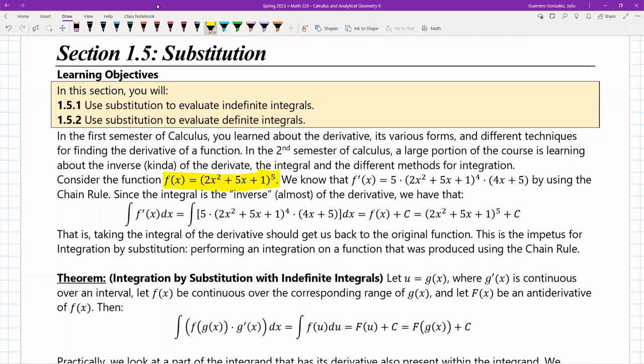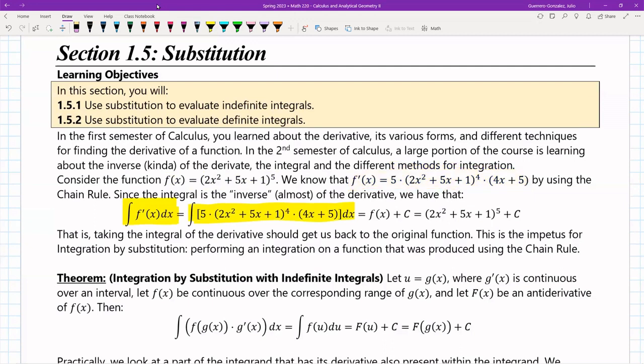f of x is equal to (2x squared plus 5x plus 1) to the fifth power. If we wanted to take the derivative of this, and I'll let you guys try it out for yourselves, it should be this thing. The way that you would do it is by chain rule. So if we know that this is the derivative, and the integral undoes the derivative, then we should have this statement right here, that the integral of f prime should be the integral of our big, huge, nasty derivative that we found.